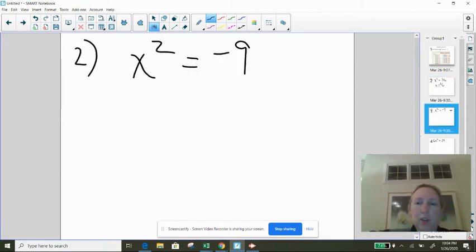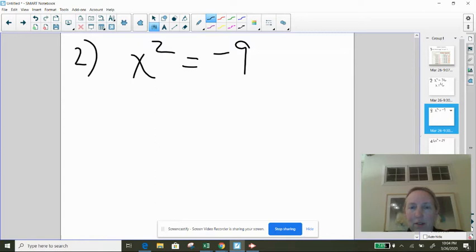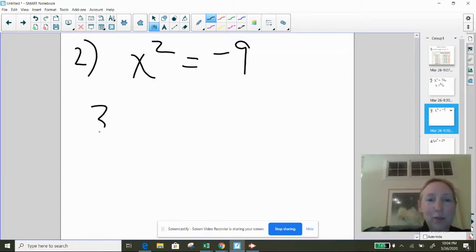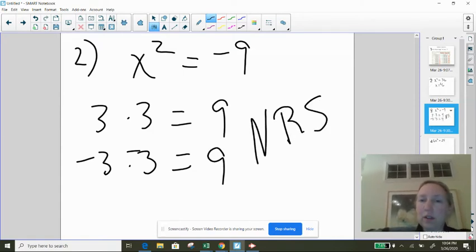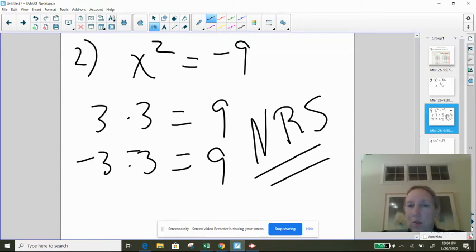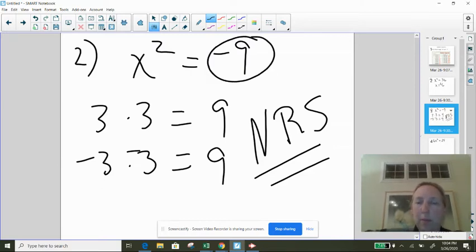For this next question, I want you to think about what number you can multiply by itself to get to negative 9. This is hard. You can't do it. If you did 3 times 3, you'd get positive 9. If you did negative 3 times negative 3, you'd get positive 9. So this question can't be solved. It's no real solution. Tricky one. So what do you want to look out for? If it equals a negative number, you know it can't be done.